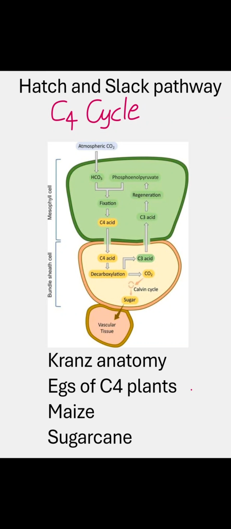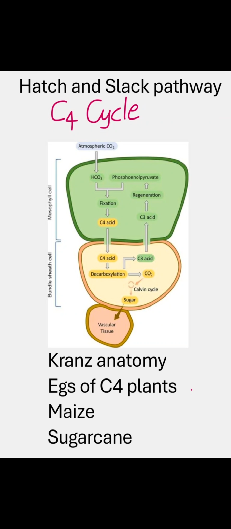So this is the C4 cycle, which is also referred to as the Hatch and Slack pathway. So where does this particular pathway of the C4 cycle occur? This occurs in plants which are present in dry tropical regions, which have very high intensity of light and also which live in very high temperature.